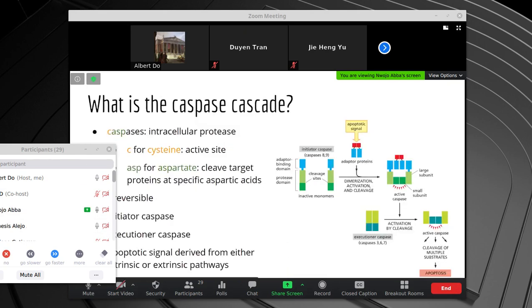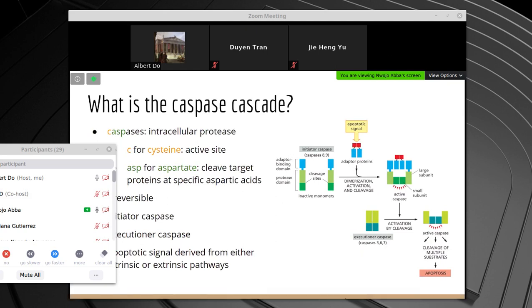Okay, so we will now discuss the molecular basis behind apoptosis. And it essentially starts with the caspase cascade. A caspase is pretty much an intracellular protease that cuts up essential proteins found throughout the cell, which will result in an organized cell death.